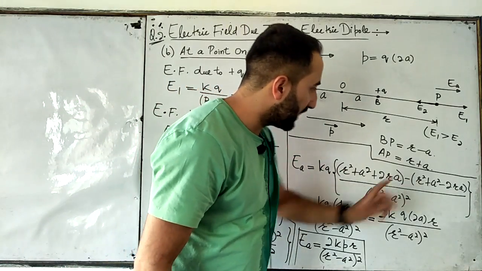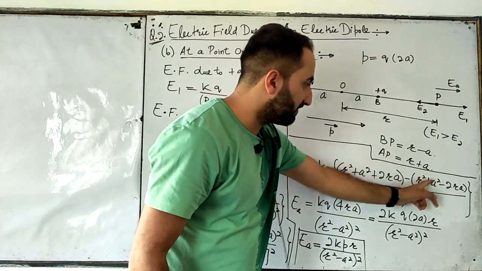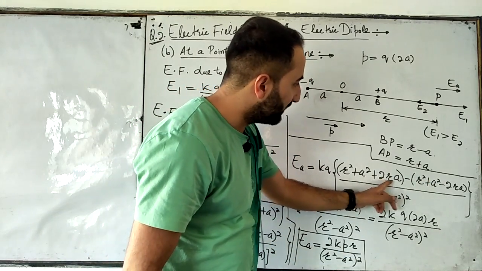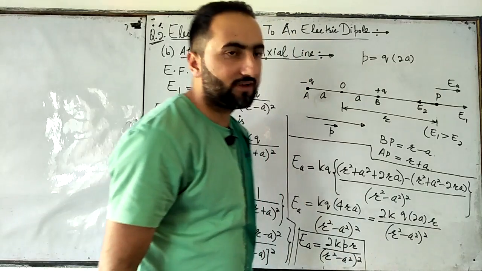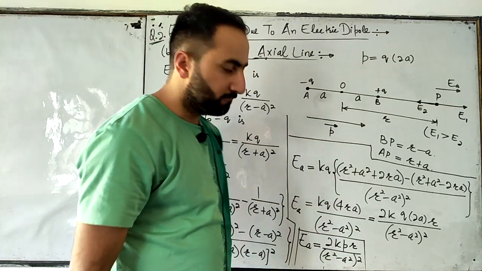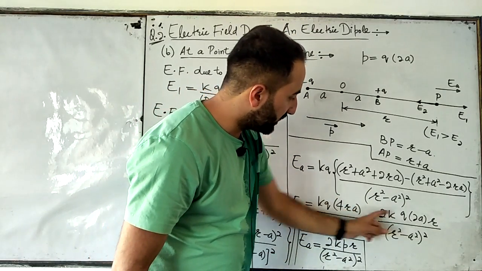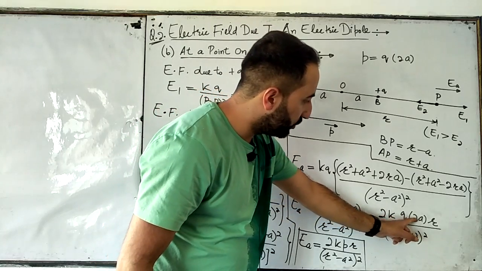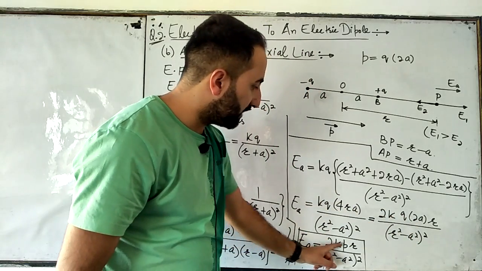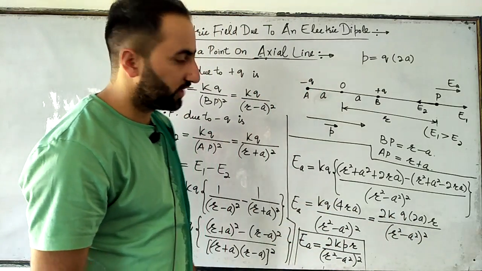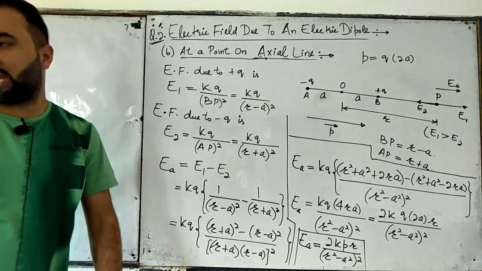Then r square is going to cancel with this r square, a square is going to cancel with this a square, this twice ra, since this will become positive, so it will be equal to 4ra. Then try to insert the value of dipole moment, तो यहाँ मैंने लिखा था q into 2a, so twice k multiplied p into r divided by r square minus a square whole square. This is the electrostatic field on the axial line.